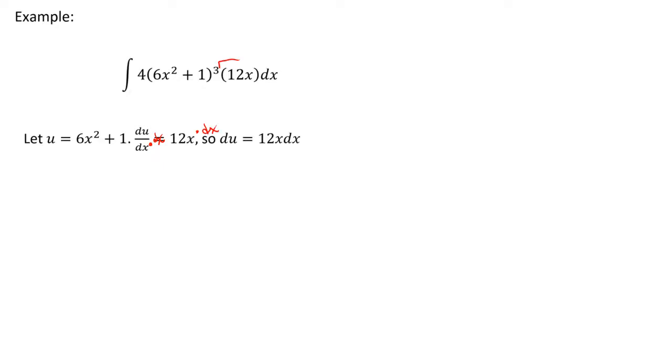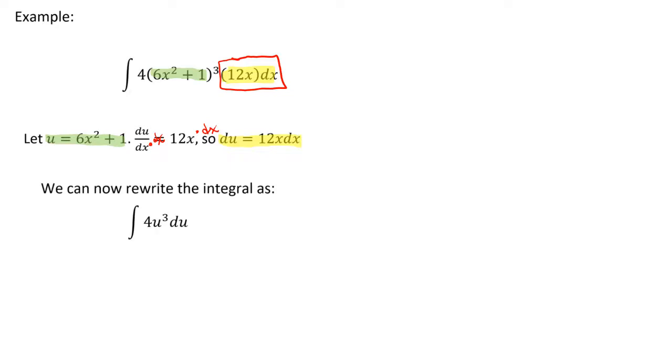And what that lets us do is take this whole expression, this 12x dx, and turn it into du. Wherever I see this 12x dx, that's going to get replaced by du. And this 6x squared plus 1, I'm going to rewrite that as u. So if I do that, I have a nice integral of 4u to the third du. We know how to integrate 4u cubed du. That's just u to the fourth plus your constant of integration.